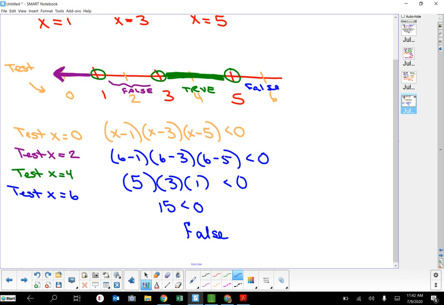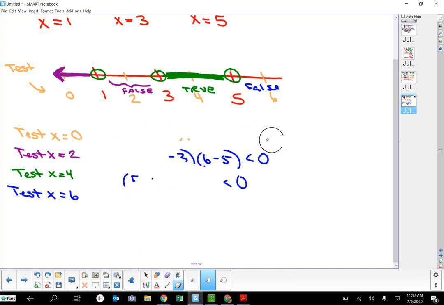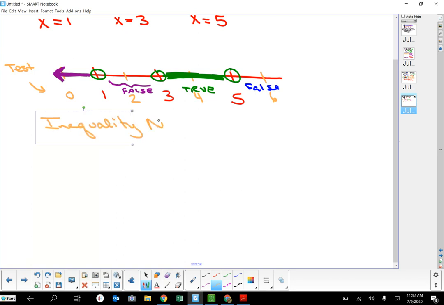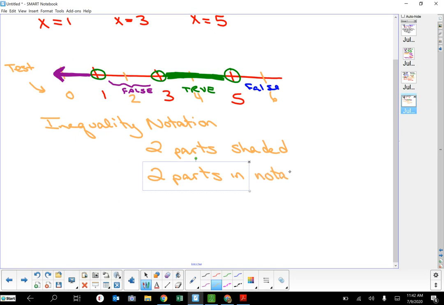Now, I'm going to, again, erase and just show the inequality notation. Okay, so you should have all that on your paper. We've tested all of our values. And we have to write our inequality notation. And we have 2 parts of shading on the graph. So that means we need 2 parts in our inequality notation.